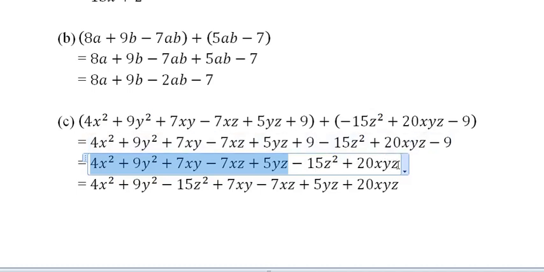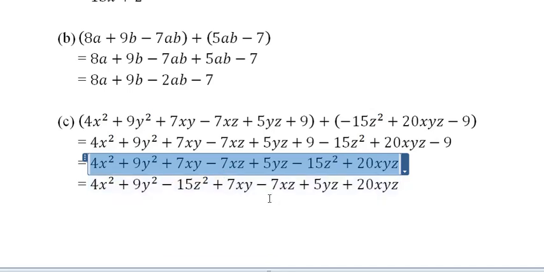Okay, or you can also do one thing, that is write 4x square plus 9y square plus xy minus 7xz plus 5yz plus 9 minus 9, then you write minus 15z square plus 20xyz, and you can cancel out together. Okay, but in this case only one step will be added more, so the solution will be quite lengthy. And after arranging this, you can leave the answer like this only.